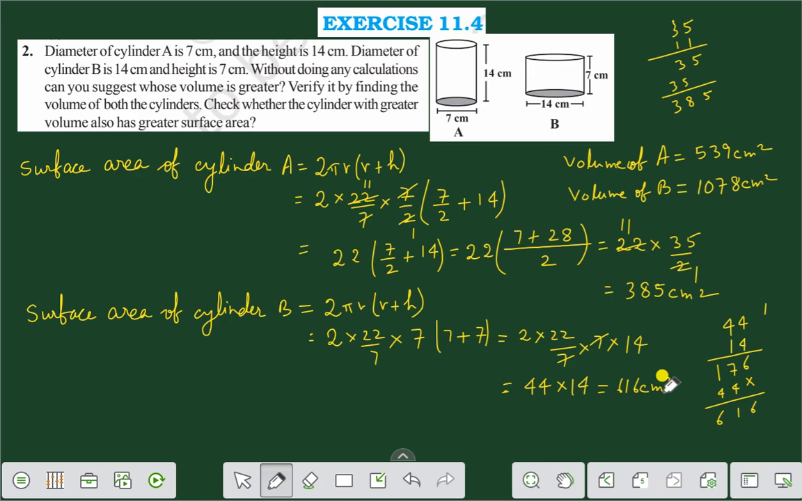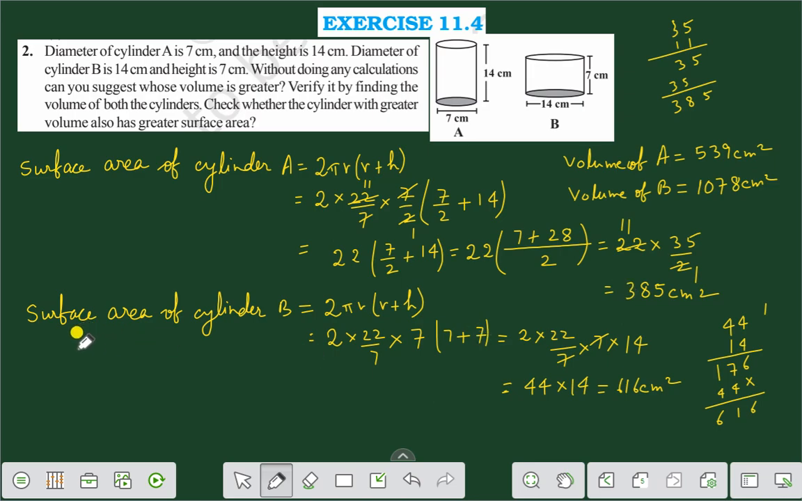Here we also find that the surface area of cylinder B is greater than the surface area of cylinder A, right? That means, check whether the cylinder with greater volume also has greater surface area. This is correct. Here you see the volume of B is 1078. Therefore, surface area of the cylinder B is also greater than the surface area of cylinder A.